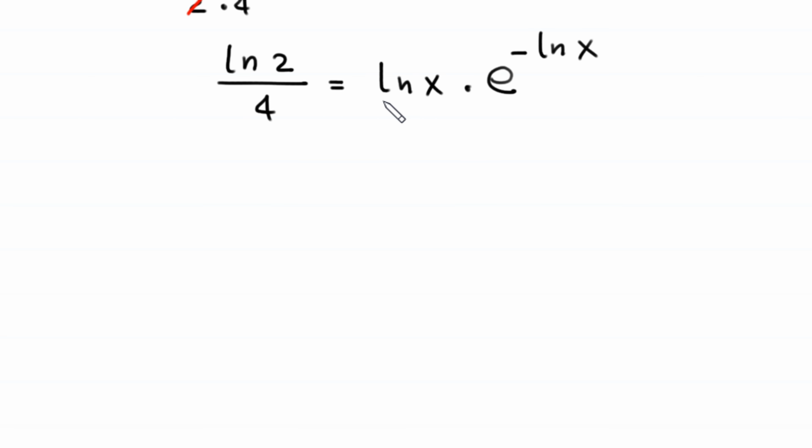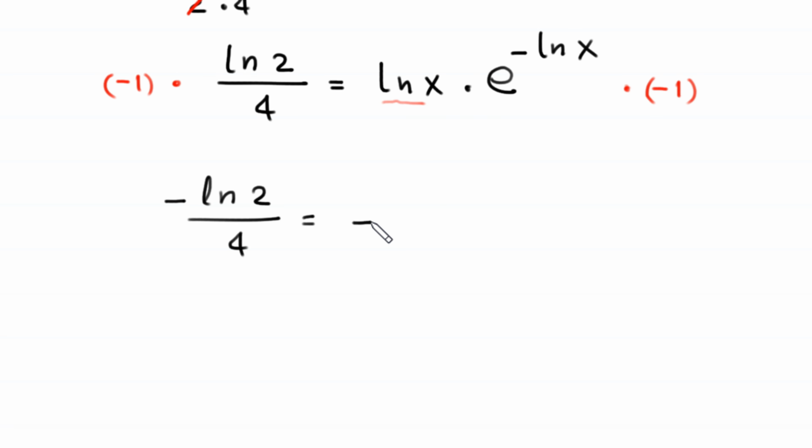Now to make this ln of x same as this negative ln of x, we multiply both sides of this equation by negative 1. At left hand side we multiply by negative 1. So this left hand side will become negative ln of 2 divided by 4 is equal to, this will become negative ln of x times e to the power negative ln of x.